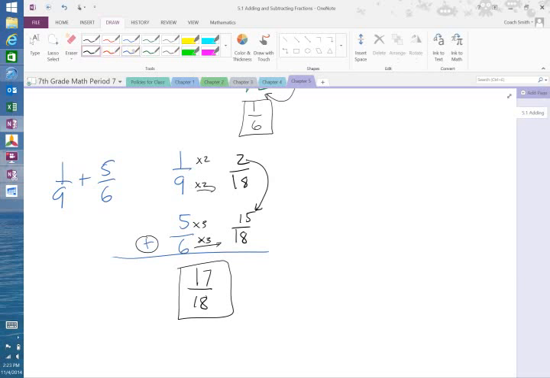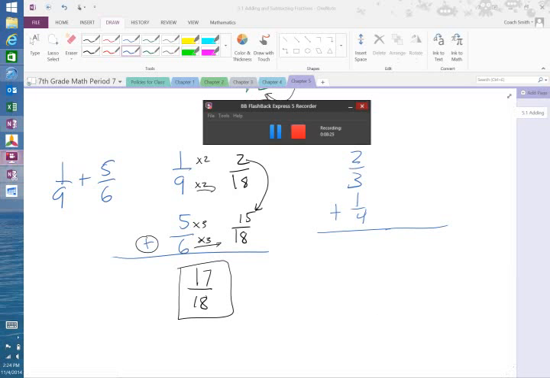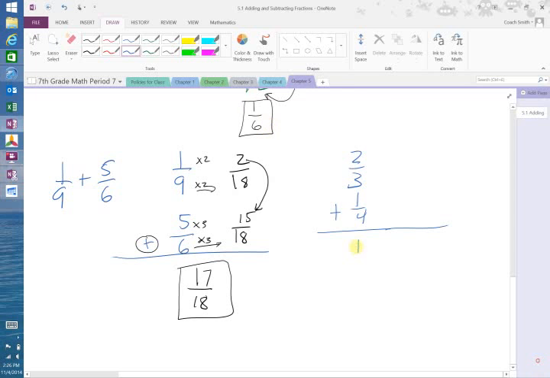I want you to do this one by yourself. 2/3 plus 1/4. Two-thirds plus 1/4. Cameron, what'd you get? Yes, 11/12. Now, this is how it is 11/12.